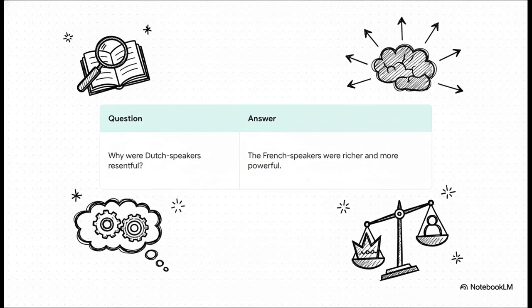This question doesn't require any prior knowledge about Belgium. It's a pure test of your analytical skill. Can you read a passage, grasp the social dynamics at play, and pull out the correct reason for the tension based only on the information you were just given?